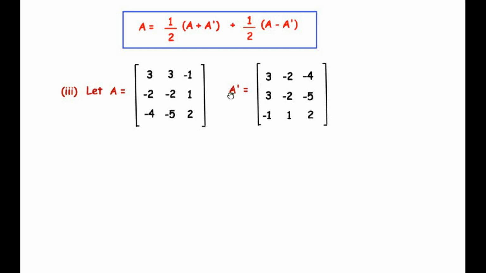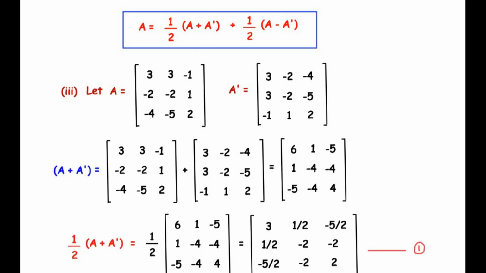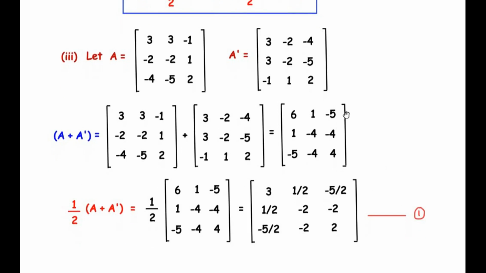So in the first step we have taken the A transpose. So the first column becomes the first row, second column becomes the second row, and third column becomes the third row. Now the next step is finding out A plus A transpose. So A plus A transpose, we have done element by element addition. Now once we have got A plus A transpose, we are going to find out 1 over 2 times A plus A transpose. So basically every element of this matrix gets multiplied by 1 over 2. So here we have got this matrix. So let us consider this as 1.